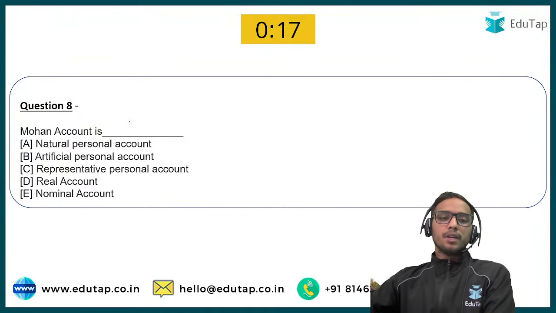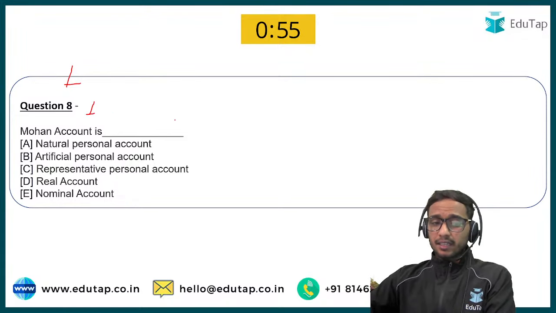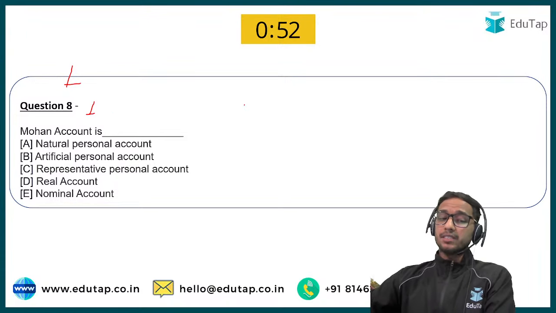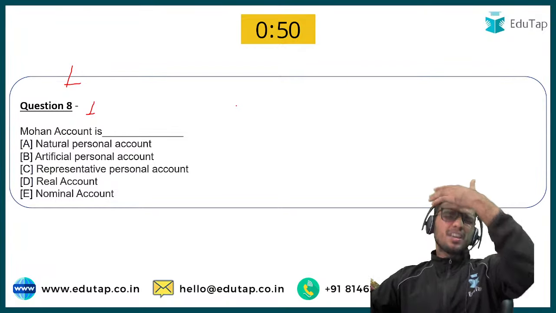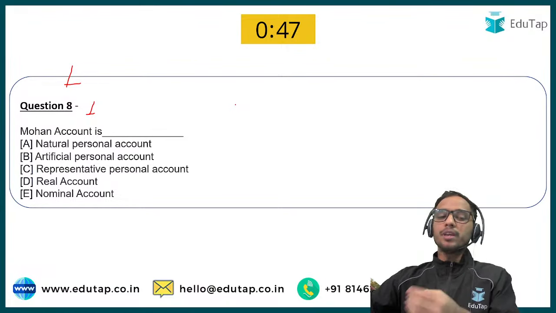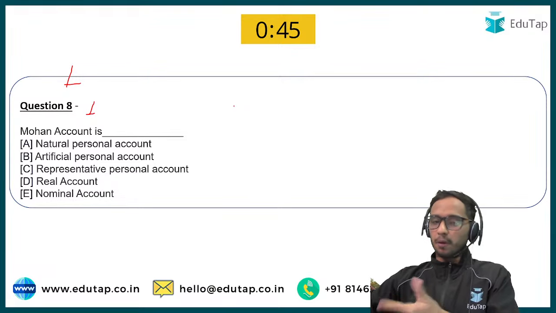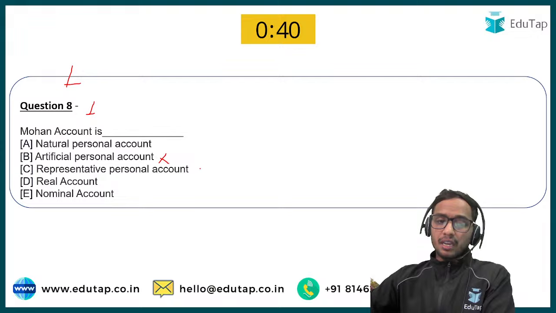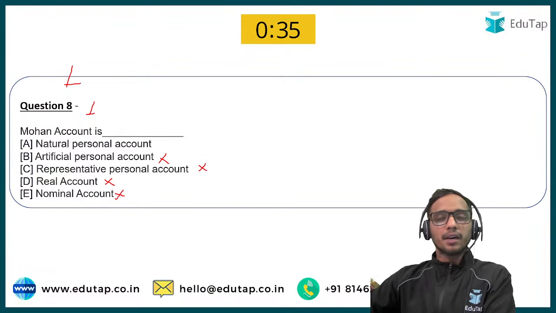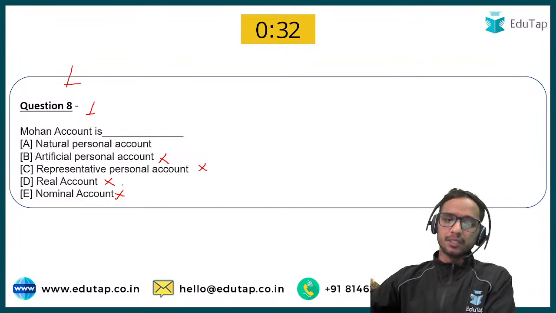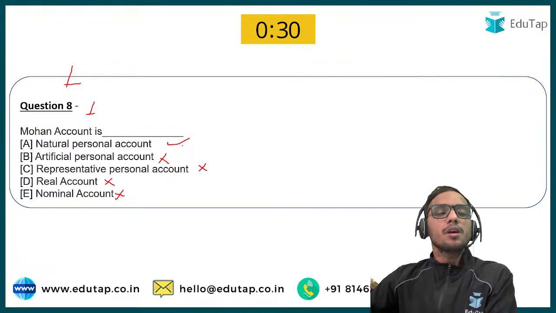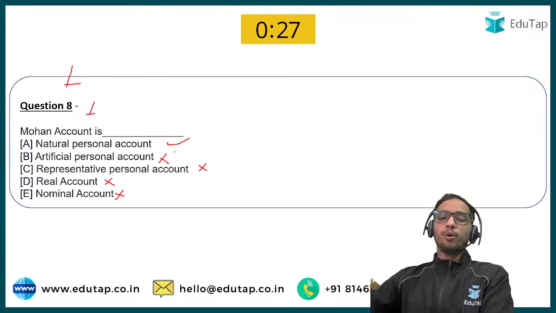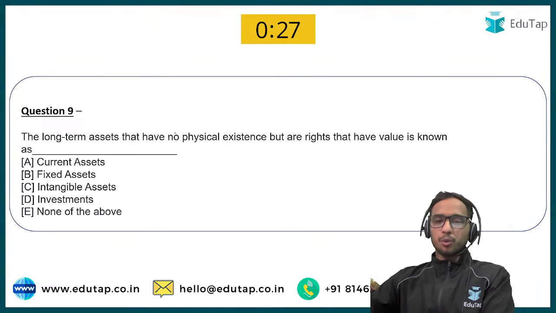Okay, chalo. Question number 8 says Mohan account is what? Is it a type of natural person account? Is it a type of artificial person account? So we have discussed in this class only what is a natural person and what is a artificial person. So it is definitely not the artificial personal account, and it is definitely not the representative personal account. Real account it is not. Nominal account are only accounts that are related to the income and expenses. So the correct option would be natural person account. Easy question, isn't it? Okay, let's move ahead with the 9th question of the day.